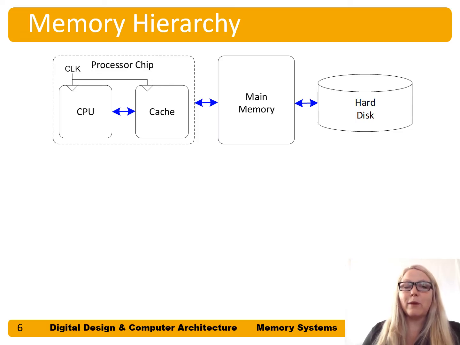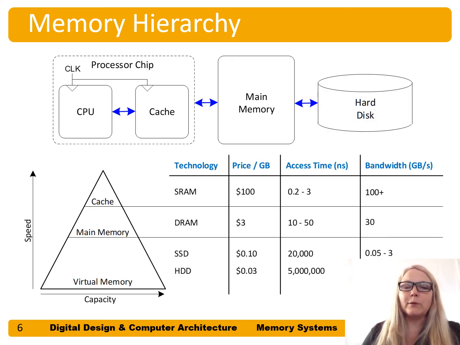Here's a picture of the memory hierarchy. We have our CPU, our processor, and on chip, nearby, is the cache. The cache is typically as fast as the processor, so it takes one processor clock cycle to access. Then off chip, we have main memory, which is much slower, and even slower is the hard drive.